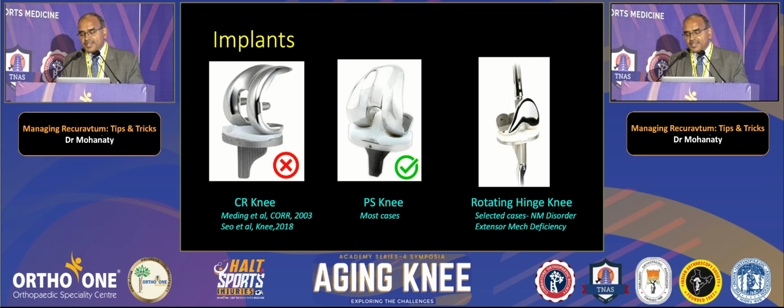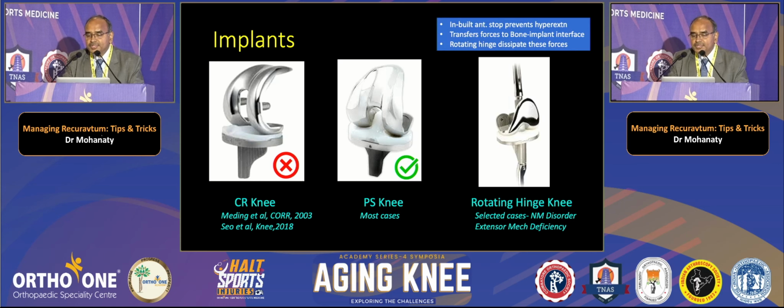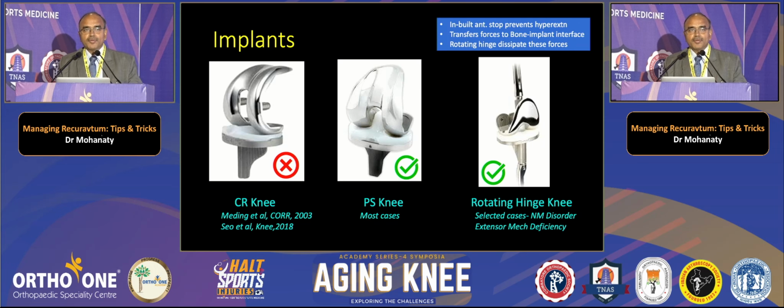But in some cases, a rotating hinge knee can be used because of its inbuilt anterior stop that prevents hyperextension, and it transfers the forces to the bone implant interface, and rotating hinge especially dissipates these forces without putting stress on the hinge mechanism. That is why rotating hinge is preferred in genu recurvatum compared to a fixed hinge design. So in selected cases like neuromuscular disorder, or whenever there is extension mechanism deficiency, I would prefer to use a rotating hinge knee.